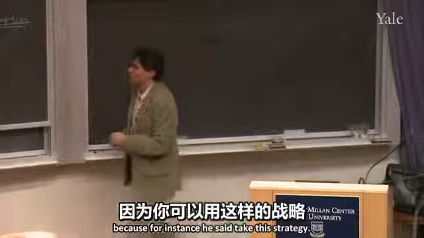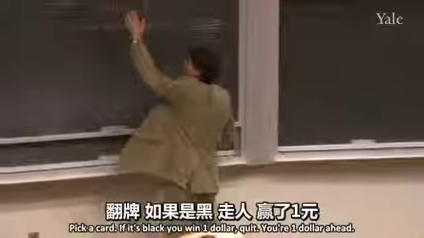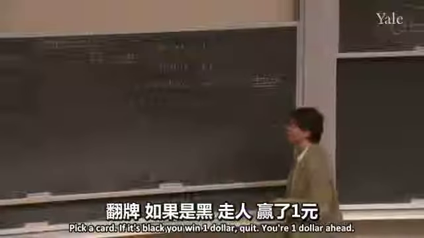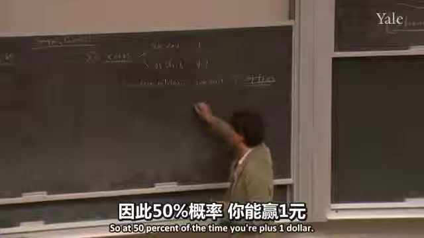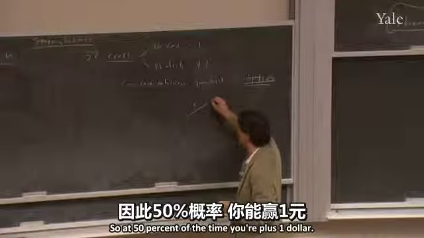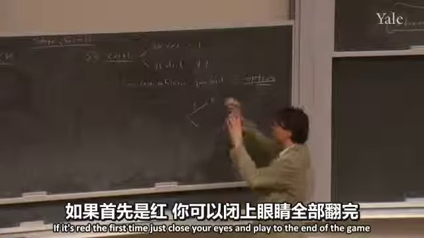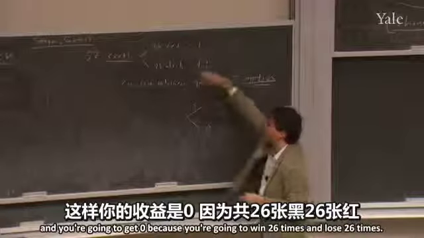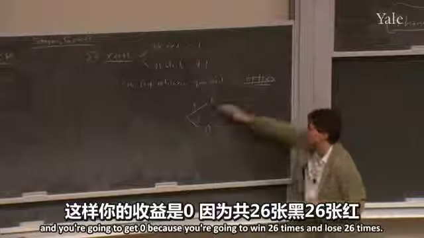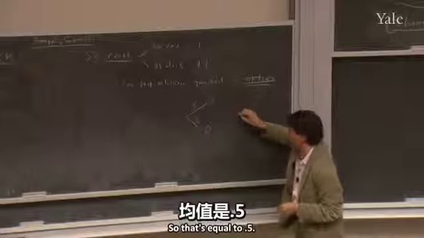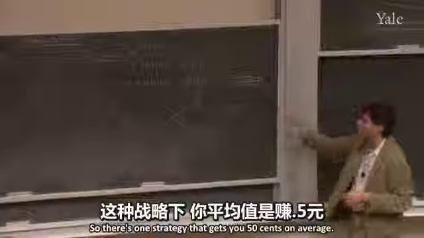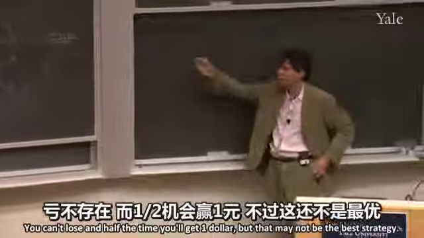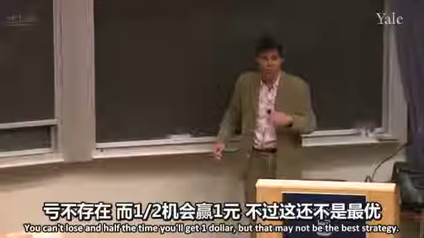Because, for instance, he said, take this strategy. Pick a card. If it's black, you win $1, quit. You're $1 ahead. So 50% of the time, you're plus $1. If it's red the first time, just close your eyes and play to the end of the game, and you're going to get 0, because you're going to win 26 times and lose 26 times. So that's equal to 0.5. There's one strategy that gets you 50 cents on average. You can't lose, and half the time you'll get $1. But that may not be the best strategy.